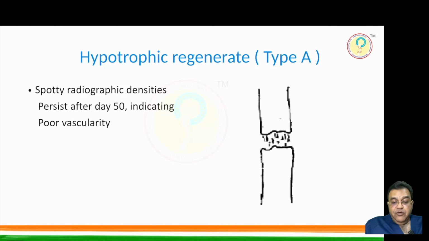Now coming to hypertrophic regenerate, there are 4 varieties: A, B, C and D. The first type is spotty radiographic densities that persist after 50 days, indicating poor vascularity. So you can see the vascularity is very poor and you have to check what the problem is. If the patient is a smoker, you can get a regenerate like this, or if a patient has a connective tissue disorder like rheumatoid, you can face this problem, or even sometimes in poliomyelitis where bone formation is reduced.